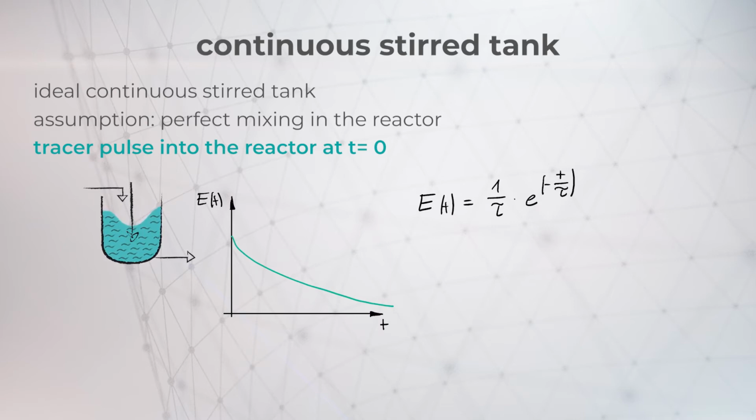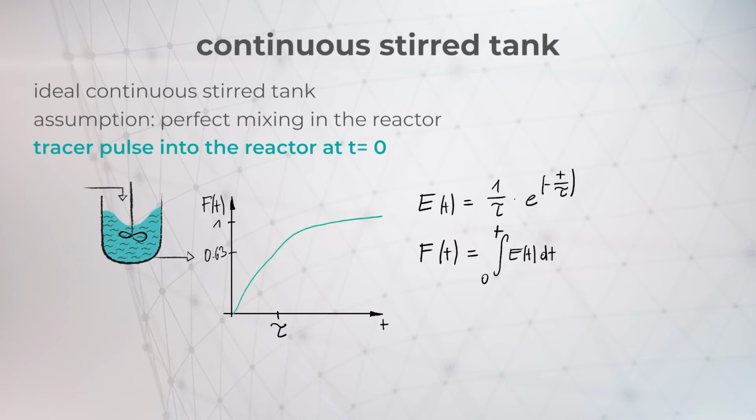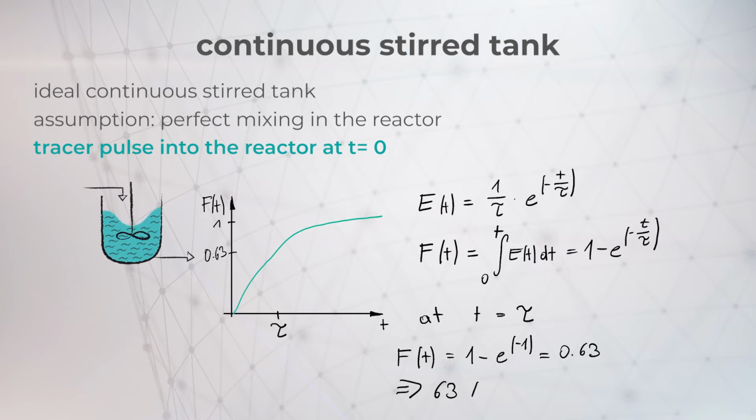Remember, tau is defined as the reactor volume divided by the volume flow rate, or the mass divided by the mass flow rate, respectively. F of t is defined by the integral of E of t dt from 0 to t. Therefore, it is 1 minus e to the power of minus t divided by tau. What happens now at t equals tau? So after the mean residence time has passed. If we quickly calculate that, we see that 63% of the tracer have left the tank. Think back to the plug flow reactor, where 100% has left the reactor at t equals tau.